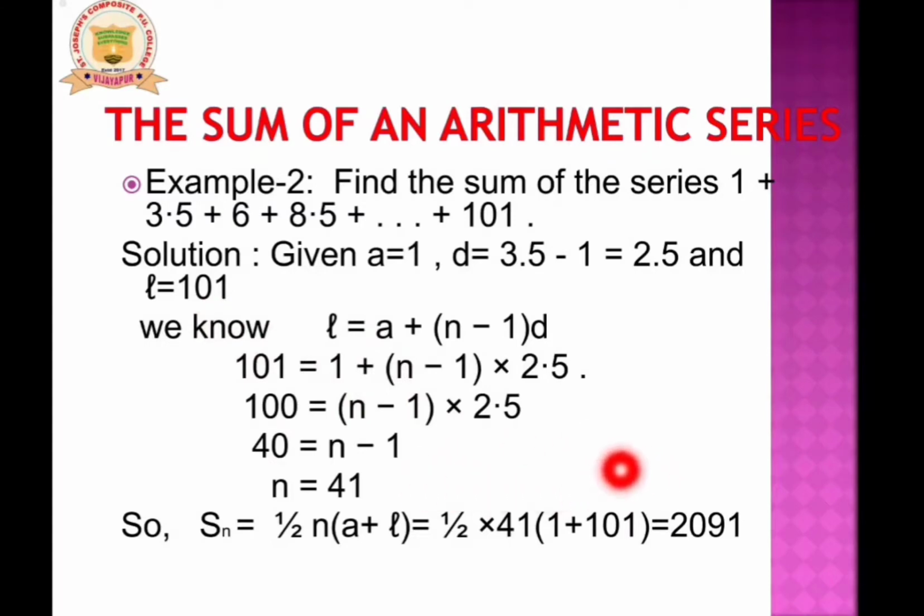So on solving this, that is 101 plus 1 is 102, 102 by 2 into 41 we get 2091. So our sum of the series is 2091, which is the required answer.